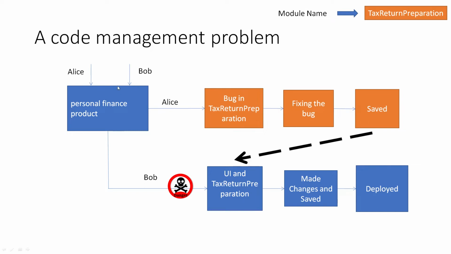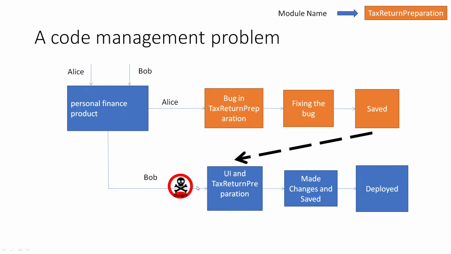Alice and Bob, two persons, are both working in the same company. Both are working on the same product, the same project. The product name is personal finance. Now what happens is that Alice finds a bug in a module. What is the name of the module? Tax return preparation. Alice finds a bug in the tax return preparation module.